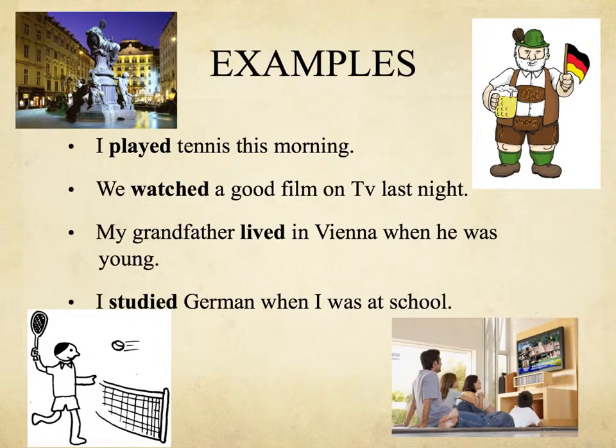Look at these examples. I played tennis this morning. We watched a good film on TV last night. My grandfather lived in Vienna when he was young. I studied German when I was at school. As you can see, all the verbs are used in the past simple.